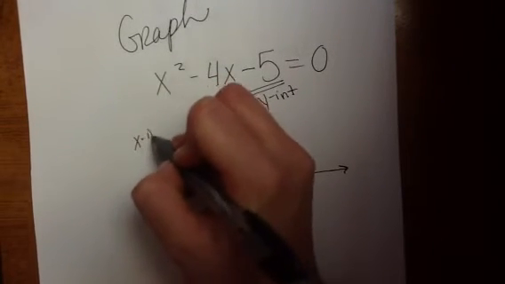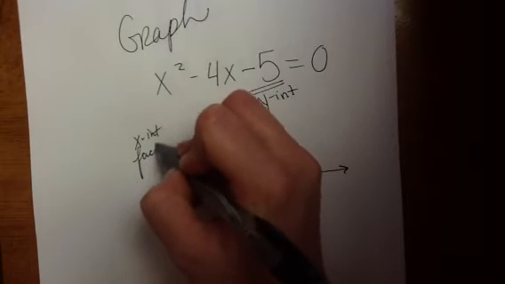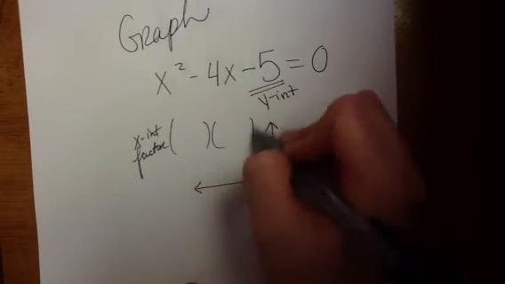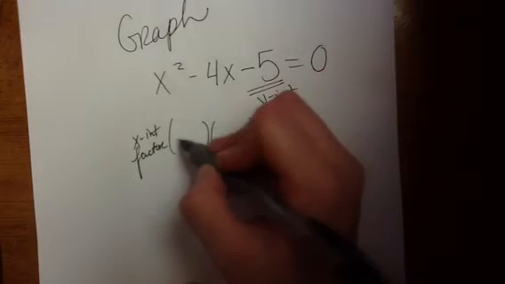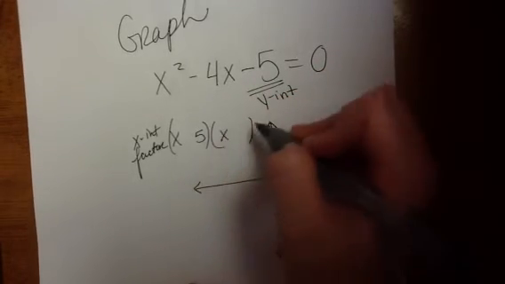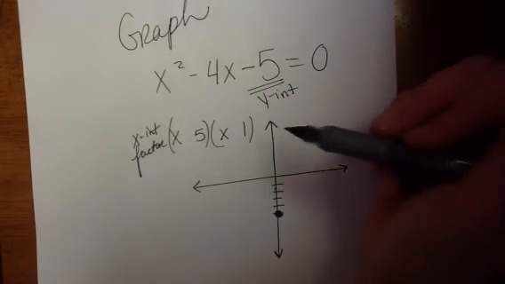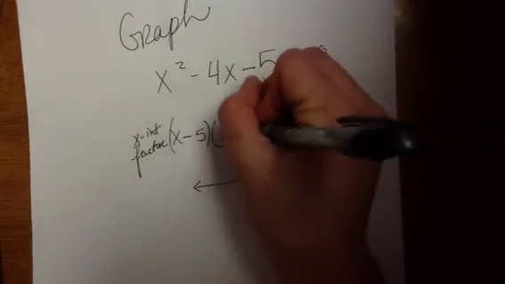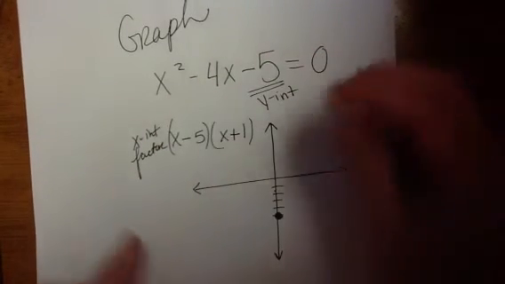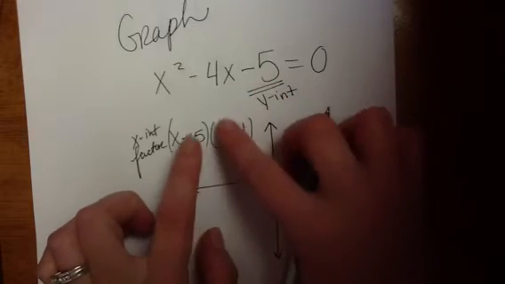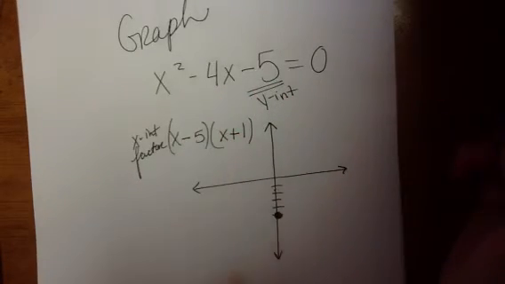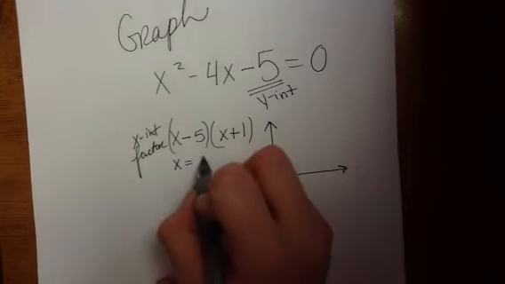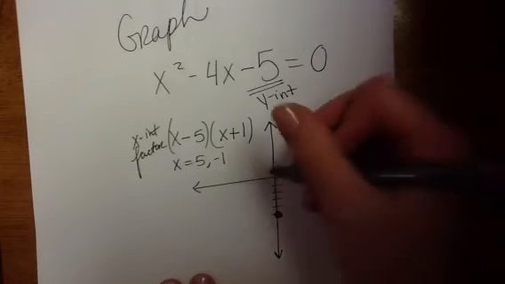To find the x-intercepts, we need to factor. What multiplies to be -5, that subtracts to be a 4? We're going to use 5 and 1. You know how to factor, okay? I'm not going to go back through that. It's a -4, so it's a -5, positive 1. These multiply to be -5, they add to be -4. That means x is a 5 and a -1.